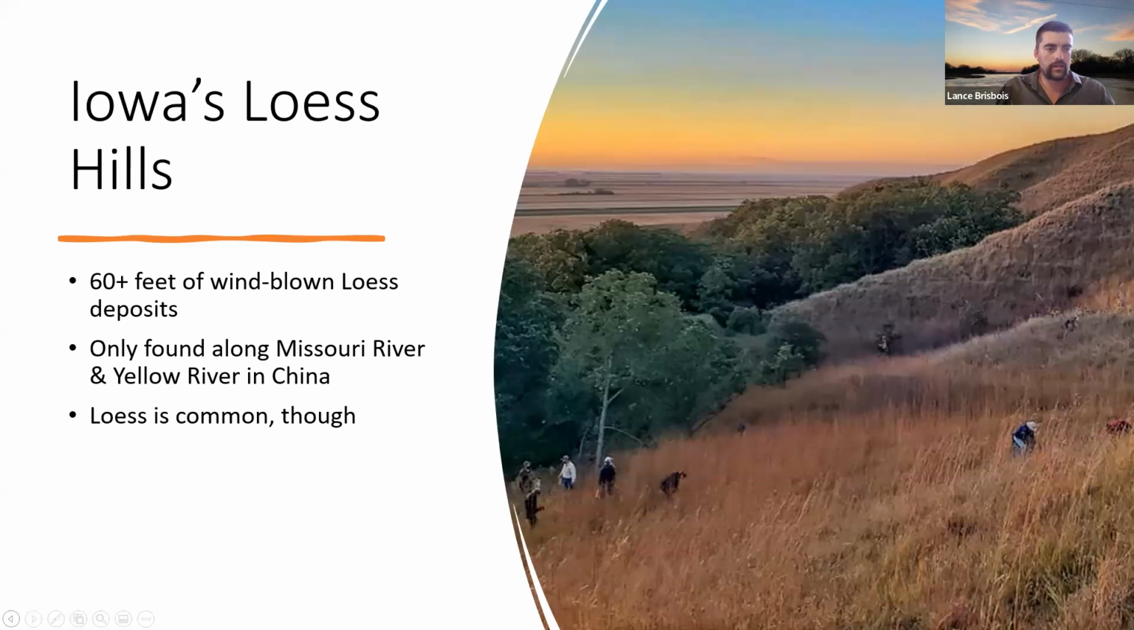So the Iowa Loess Hills, and then they go a little bit into northwest Missouri, are one place in the world, and the other one is the Loess Plateau in China along the Yellow River. So they're pretty unique.